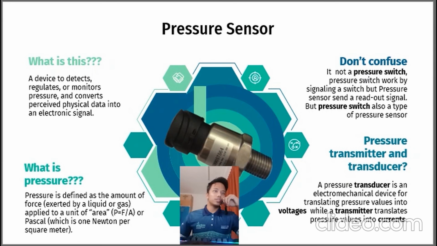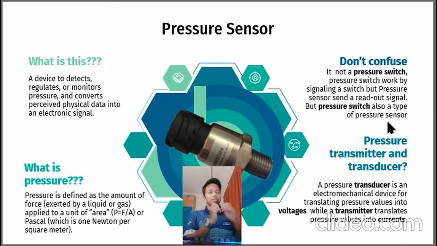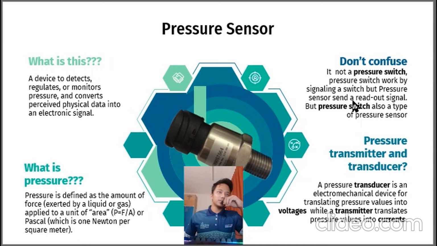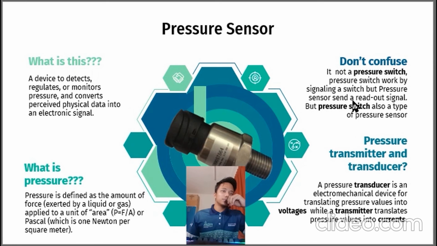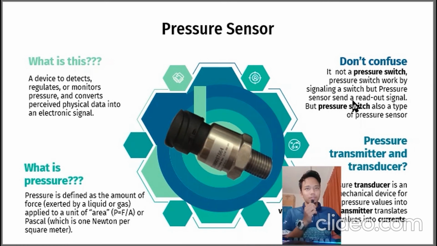It's not a pressure switch. A pressure switch works by signaling a switch, but a pressure sensor sends a readout signal. A pressure switch is also a type of pressure sensor. A pressure sensor has two things: transmitter and transducer. A pressure transducer is an electromechanical device for translating pressure values into voltage, while a transmitter translates pressure values into currents. So next slide.